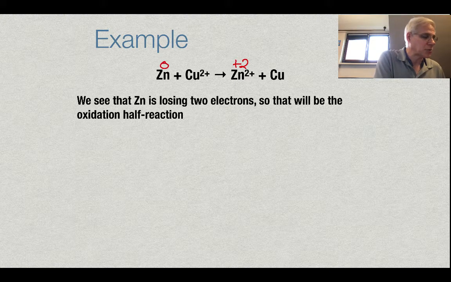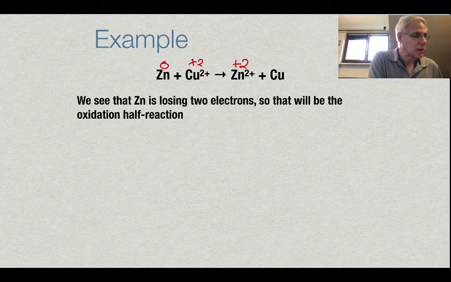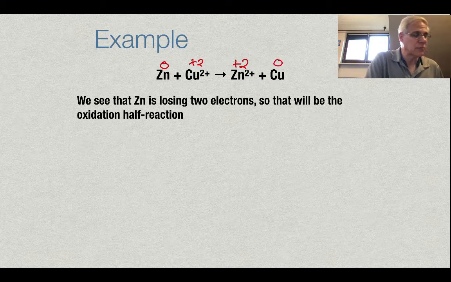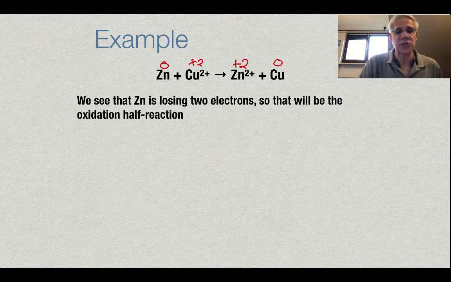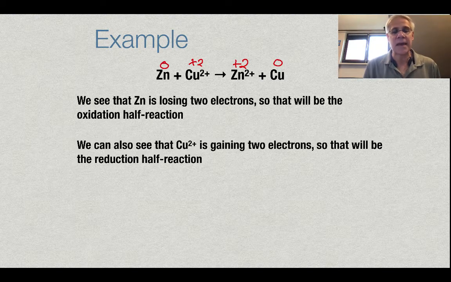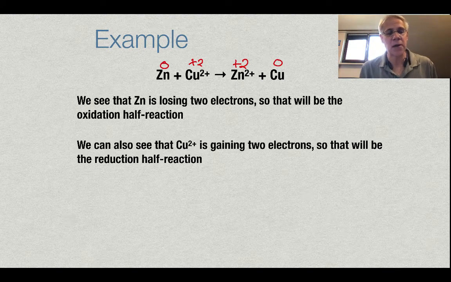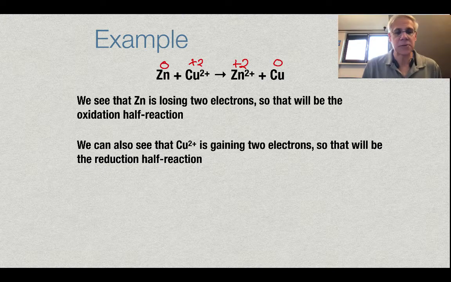And our copper 2+ here had a +2 oxidation state when we started, and then it had a 0 oxidation state when we finished. So it must have gained 2 electrons, and so that is my reduction half reaction.